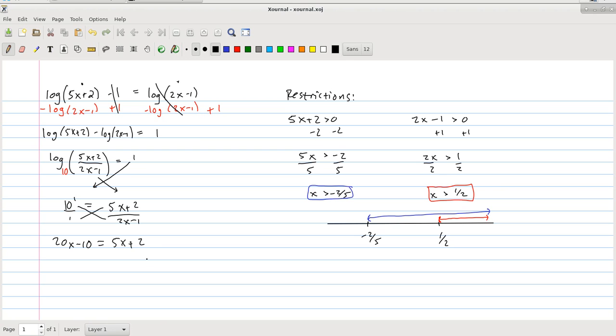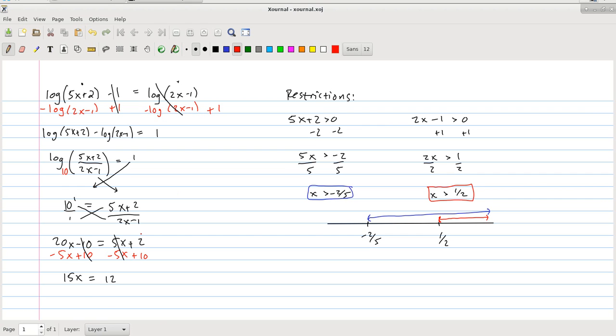We want to get x by itself, so now let's subtract 5x from both sides of the equation to move all the x terms to the left-hand side, and all the non-x terms will move to the right. So let's go and add 10 to both sides. On the left, the 10's cancel. On the right, the 5x's cancel. If we combine like terms, we've got 15x on the left-hand side and 12 on the right-hand side.